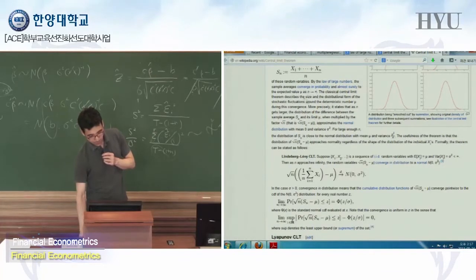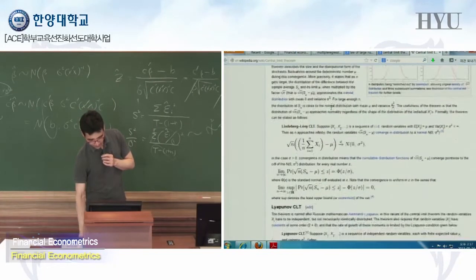And then the classical theorem describes the size and distribution form of the fluctuations. I think this is better: the Lindeberg-Levy classical central limit theorem.